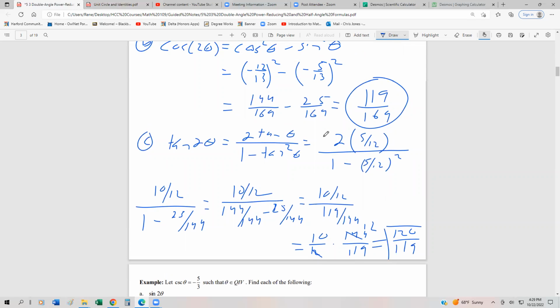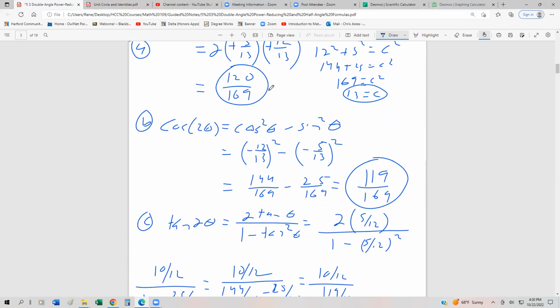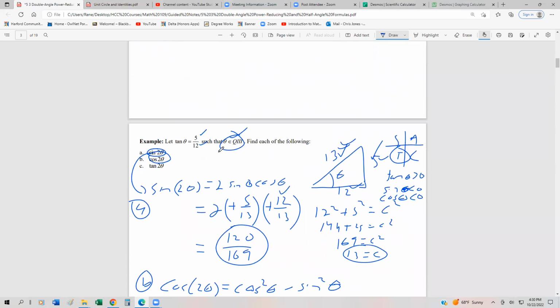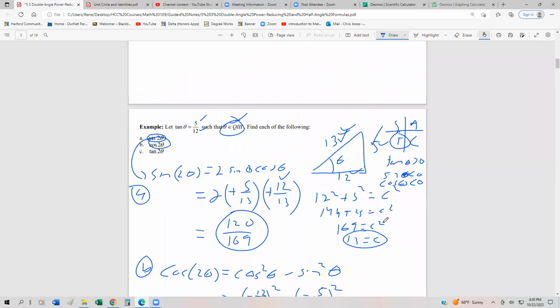Another way we could have done this, to make it a lot easier, is to take sine of 2 theta and divide by cos of 2 theta. Remember, tan of 2 theta is sine of 2 theta divided by cos of 2 theta. That's a ratio identity. And we found that sine was 120 over 169, and we found that cos was 119 over 169.